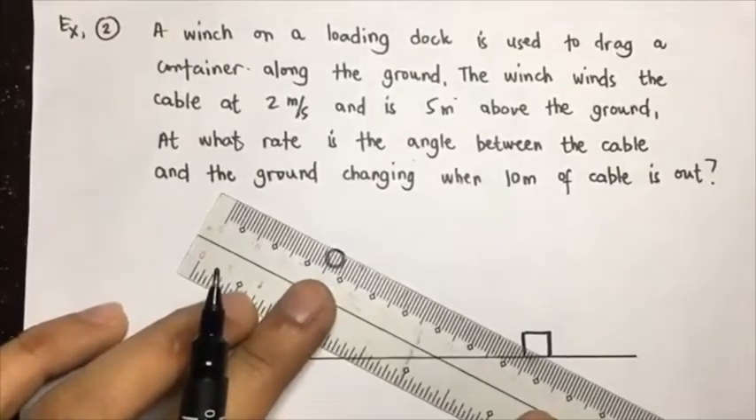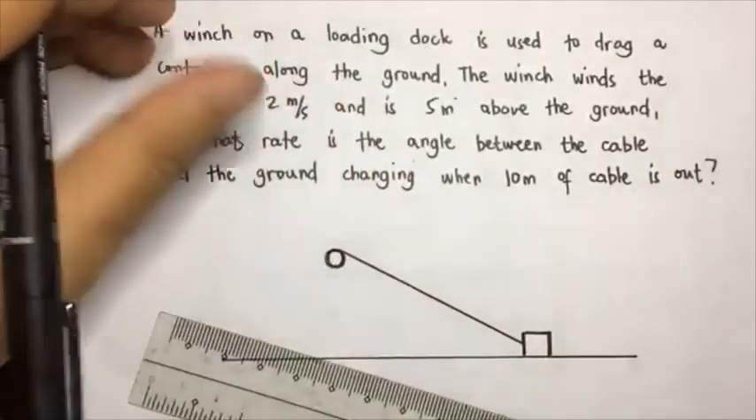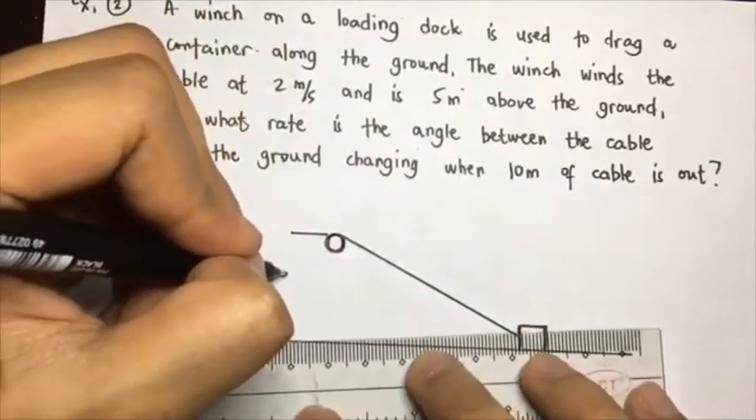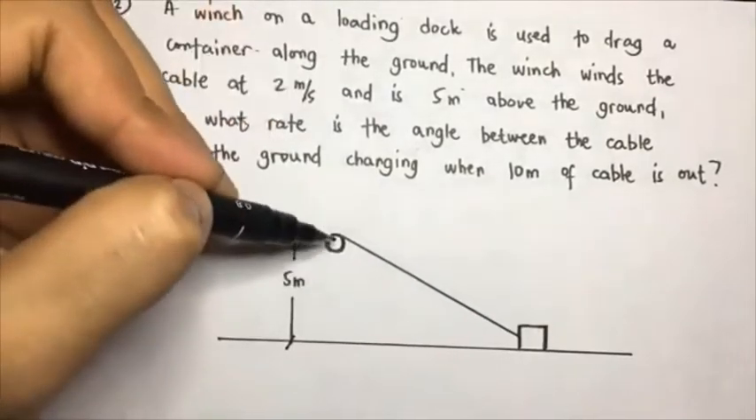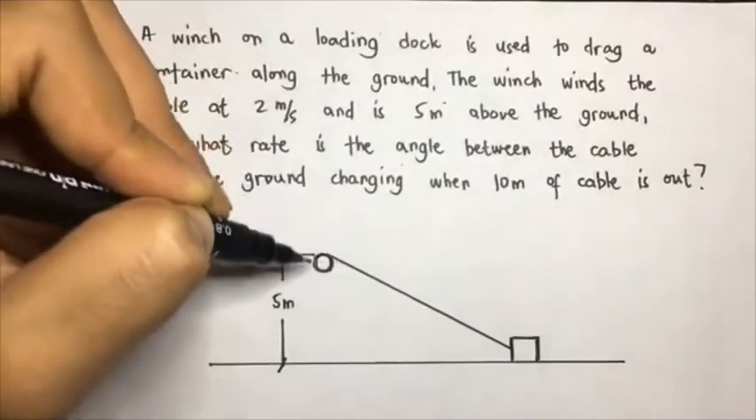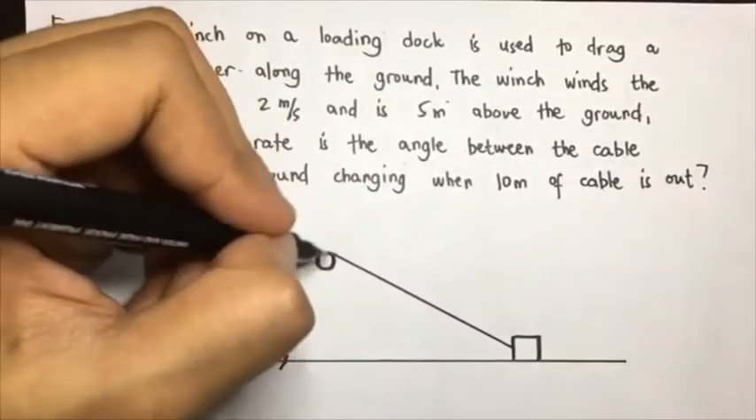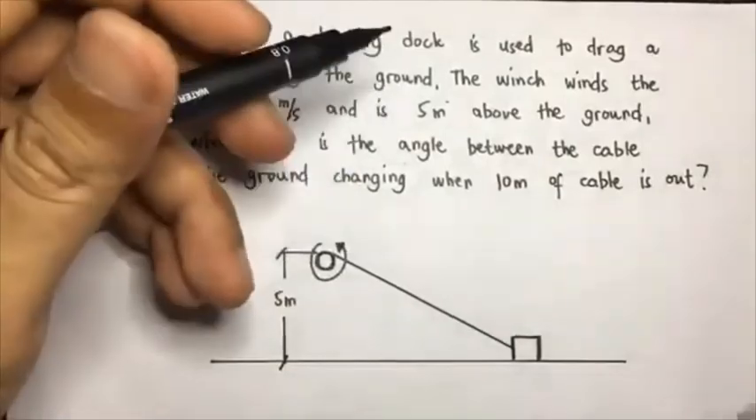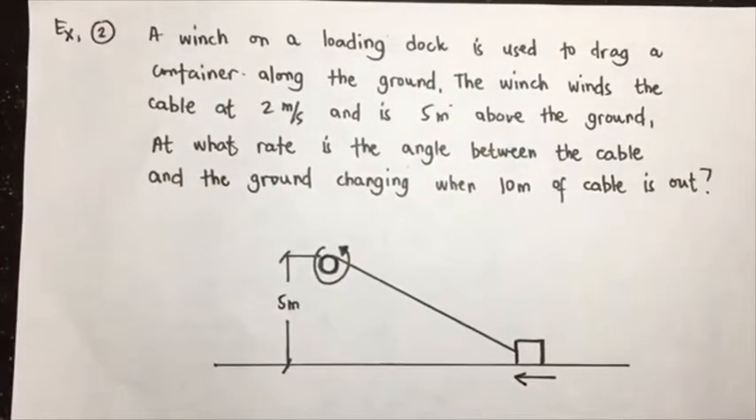It is connected to our container using a cable, and this is 5 meters above the ground. This is being wound. So the winch is turning so that it pulls the cable at a rate of 2 meters per second. By turning, it will pull the cable so that the container will be dragged along the ground.